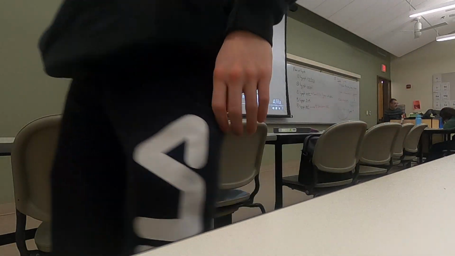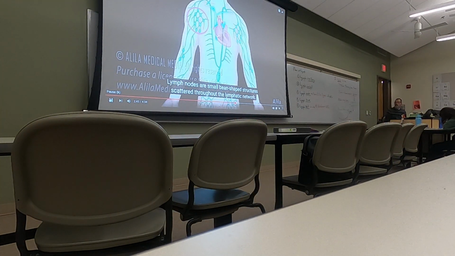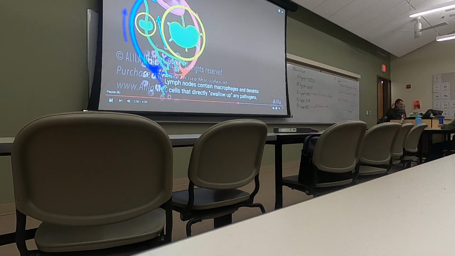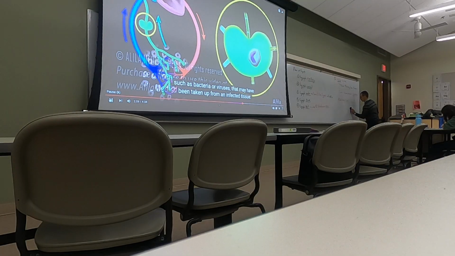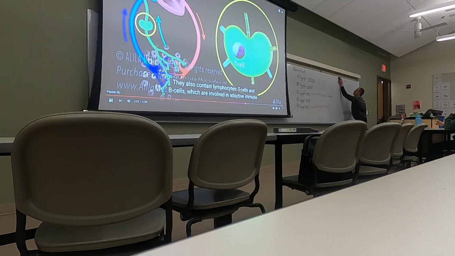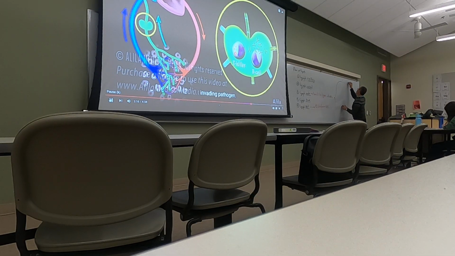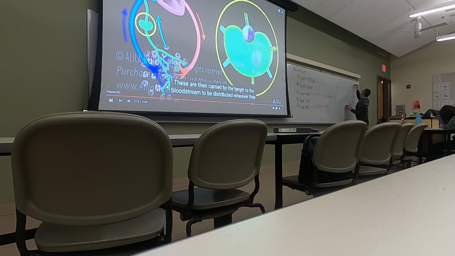Lymph nodes are small bean-shaped structures scattered throughout the lymphatic network. They are most prominent in the areas where the vessels converge. Lymph nodes contain macrophages and dendritic cells that directly swallow up any pathogens, such as bacteria or viruses that may have been taken up from an infected tissue. They also contain lymphocytes, T cells and B cells, which are involved in adaptive immune response, a process that produces activated lymphocytes and antibodies specific to the invading pathogen. These are then carried by the lymph to the bloodstream to be distributed wherever they are needed.